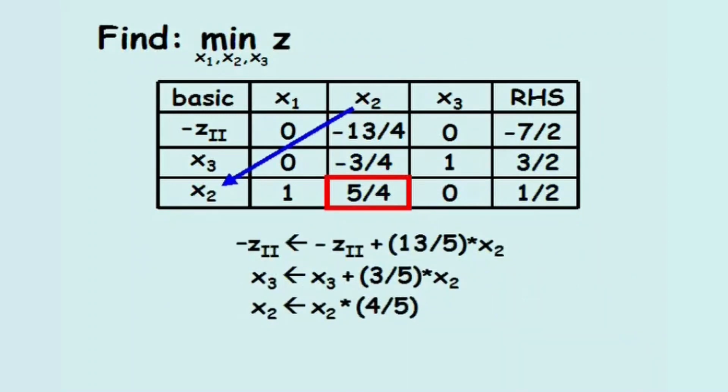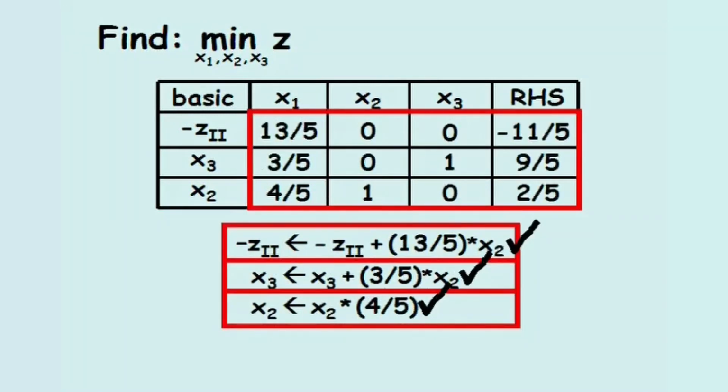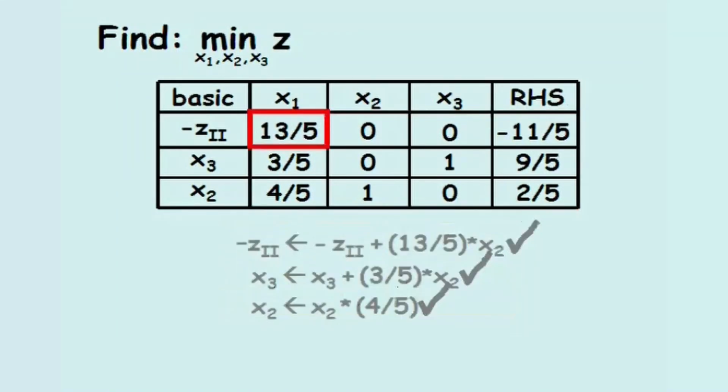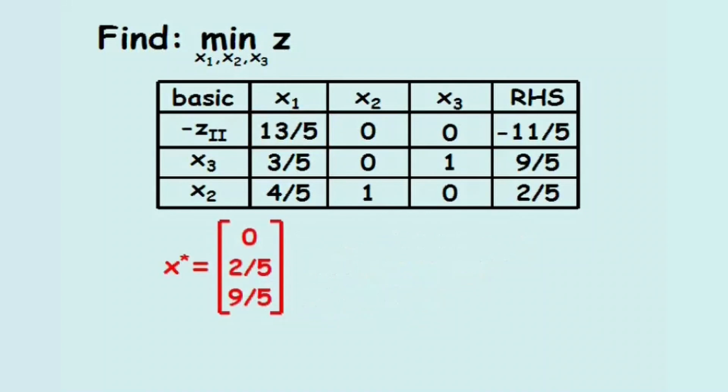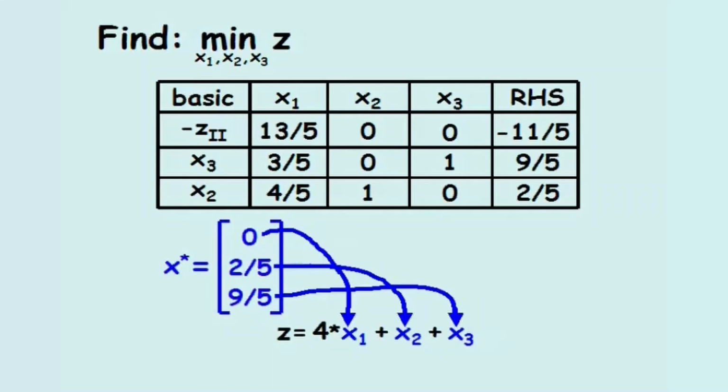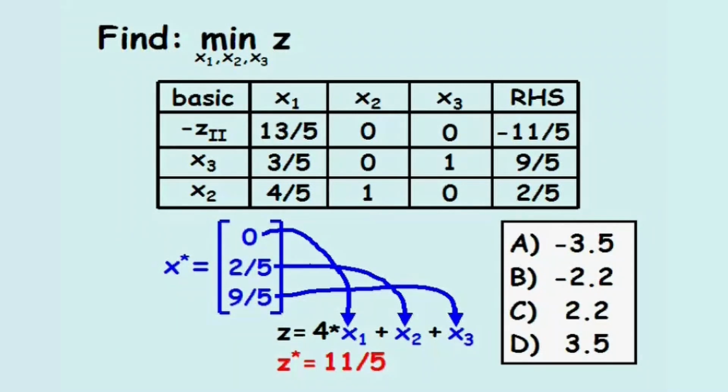We perform one last pivot operation and arrive at a unique optimal solution since the reduced cost coefficients of all non-basic variables are positive. The optimal x vector is 0, 2/5, 9/5. When plugged into the objective function, the optimal objective function value equals 11/5. When reviewing the possible solutions, the answer is C.